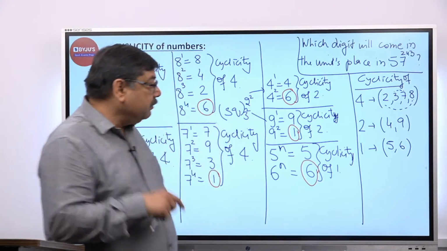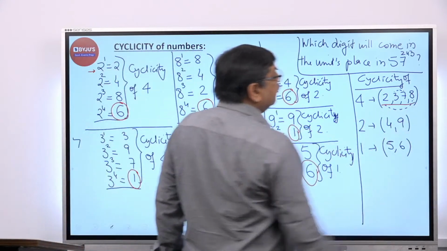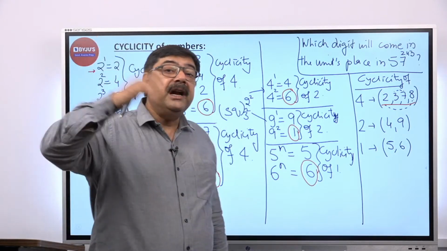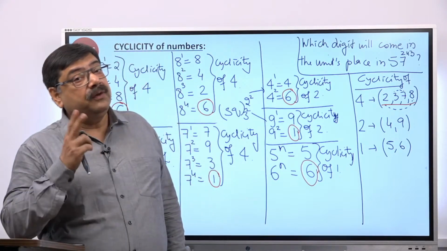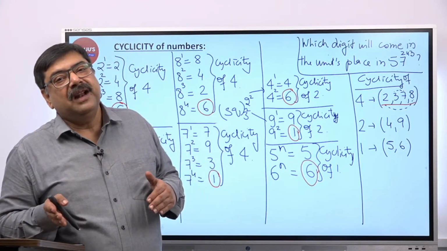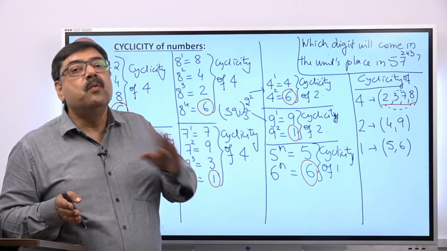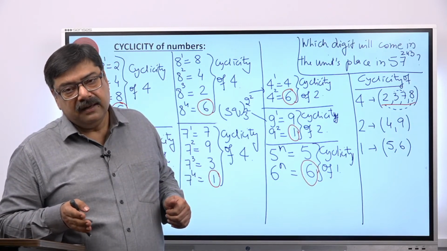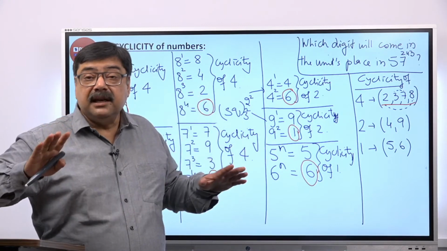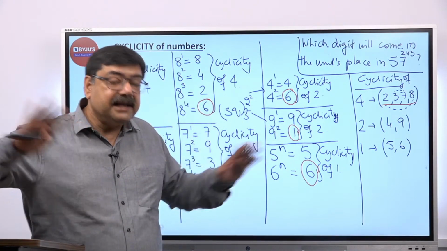Now apart from that, you remember that 2, 3, 7, 8 have cyclicity of 4. The digits 4 and 9 will have cyclicity of 2, and the digits 5 and 6 will have cyclicity of only 1. 5 raised to any power, you will get 5 in the units place. 6 raised to any power, you will get 6 in the units place.